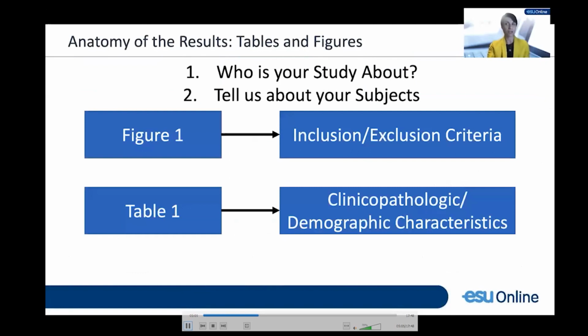The next thing, in addition to telling who your study is about, you want to talk about who those research subjects are. And so while your figure 1 really details your inclusion and exclusion criteria, your table 1 focuses on those clinical, pathologic, and demographic characteristics. Now, depending on the paper that you're writing and depending on the journal to which you're submitting, you may have this in more of a supplemental table form. However, no matter how you write a paper, at some point there will be a table that clearly describes the cohort of patients that you are studying, or the cohort of research subjects.